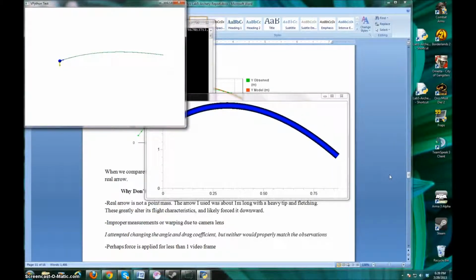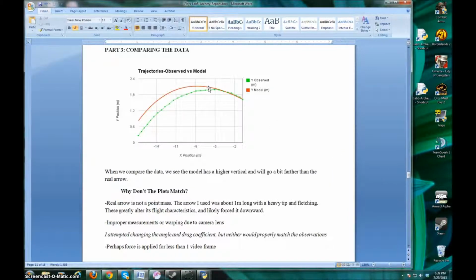When we run the model and then compare the data, we see that the model reaches a higher y position and would also go farther in the x direction. Now, why don't these original plots match? A real arrow is not a point mass. The arrow I used was pretty long and had a heavy tip, which would drastically alter its flight characteristics. Also, improper measurements or warping due to the camera lens, and perhaps the force is applied for less than one video frame.